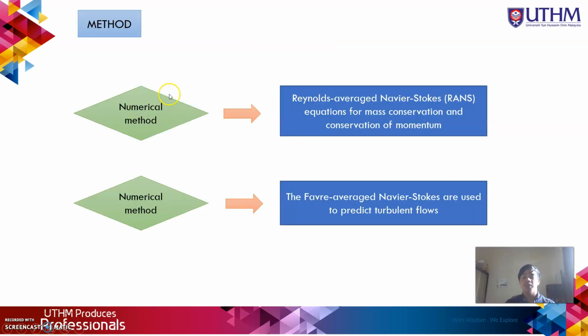For the method that has been used, for the numerical method, I have used the Reynolds average Navier-Stokes equation to calculate the mass conservation and the conservation of the momentum. For the numerical method, I have used the Favre average Navier-Stokes to predict the turbulent flows.